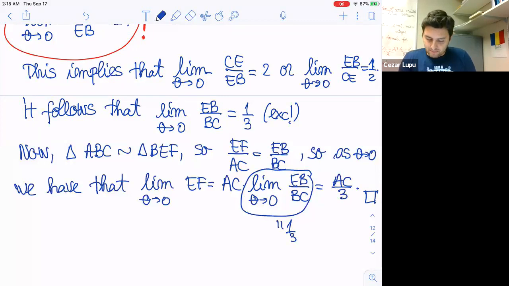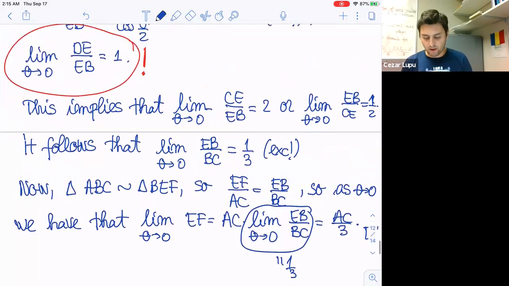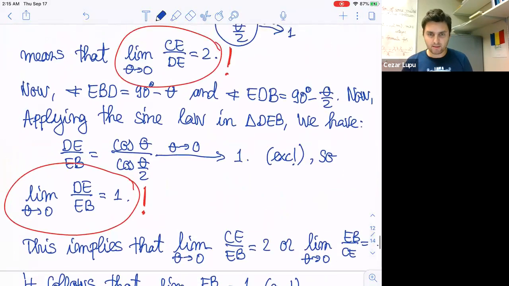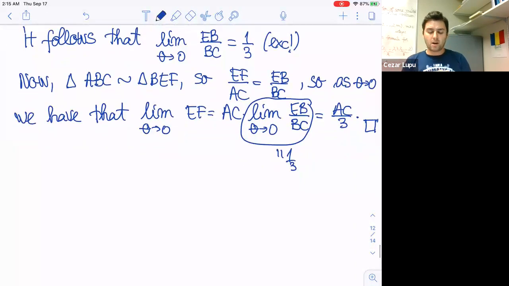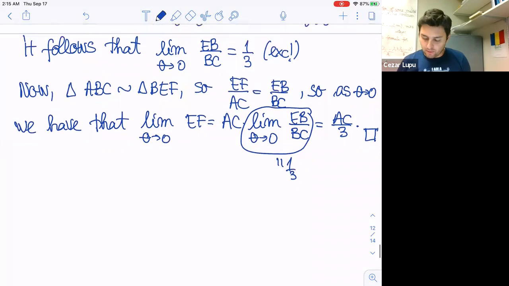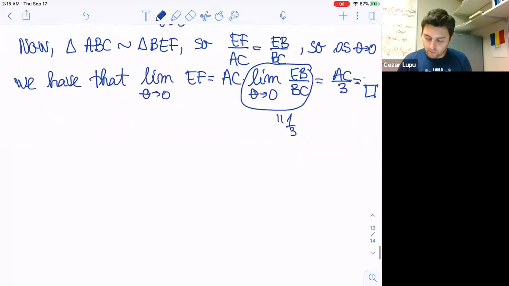Anyway, I would like to say a few words about the official solution. This is how I did it. It's a little bit more complicated. I did it by hand. But the official solution has a trick, actually. I'm not going to go into the official solution. And I forgot to say it's AC over 3, but AC is 1, so it's 1/3. That's the limit.